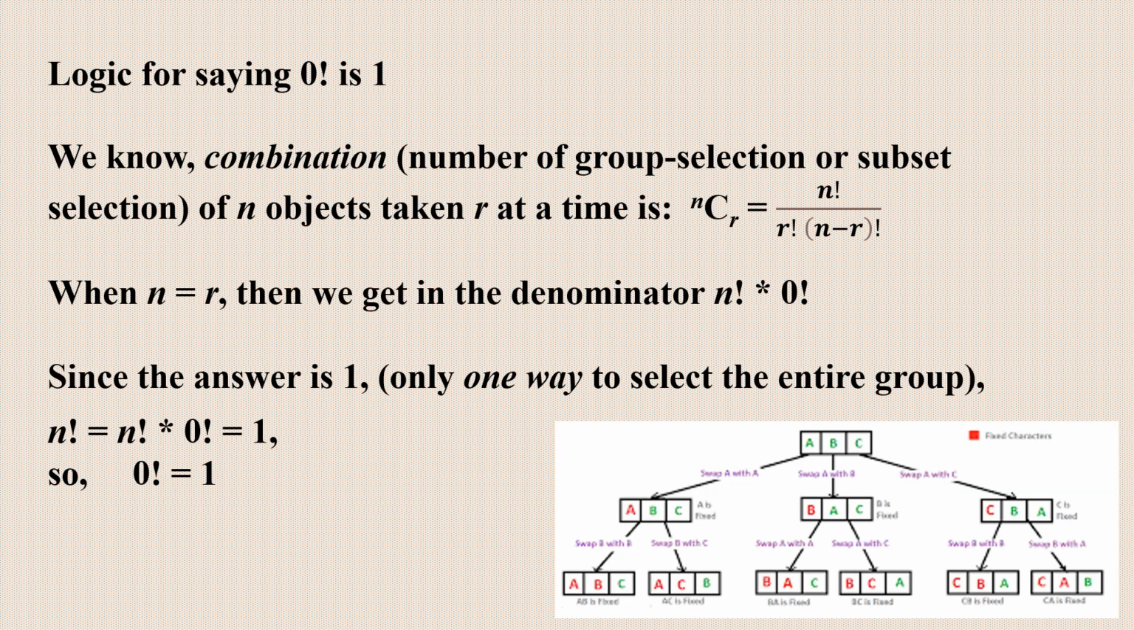Another logic for saying 0 factorial is 1. We know combination, number of group selection or subset selection of n objects taken r at a time, is nCr equals n factorial divided by r factorial into n minus r factorial. When n equals r, then we get in the denominator n factorial into 0 factorial. Since the answer is 1, as there can be only one way to select the entire group, n factorial equals n factorial into 0 factorial equals 1, so 0 factorial equals 1.